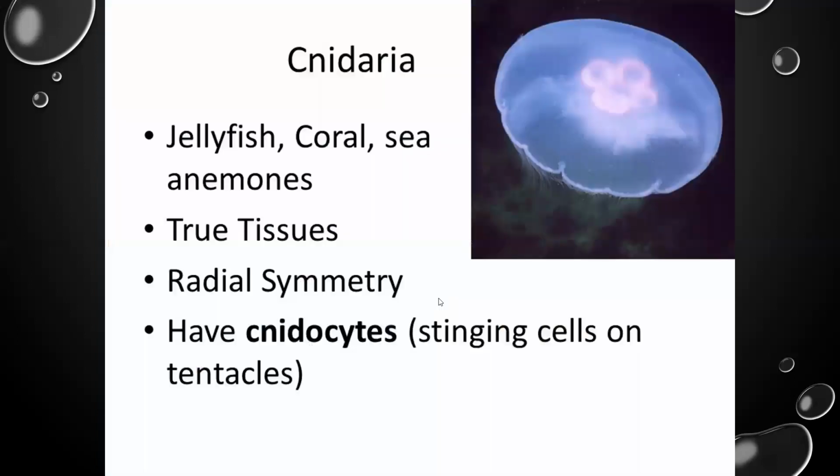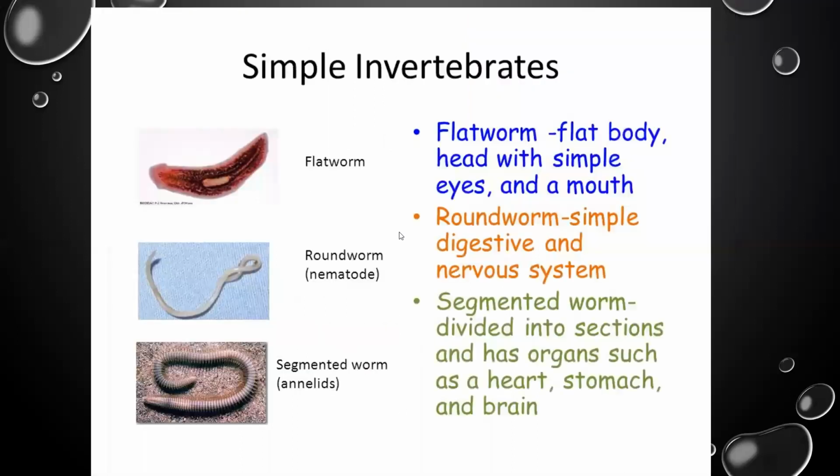Next we have the cnidaria, like jellyfish, coral, and sea anemones. They have true tissues. What else? Radial symmetry. They have cnidocytes, stinging cells on tentacles. Let's move on. I'm not giving you this in the test, students.